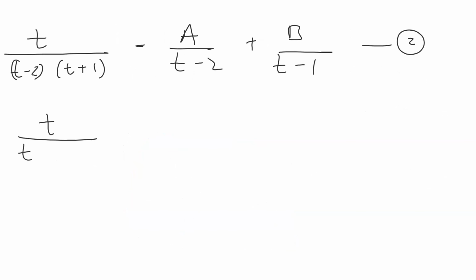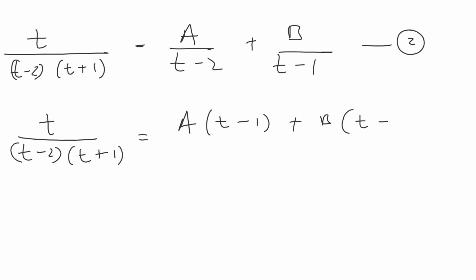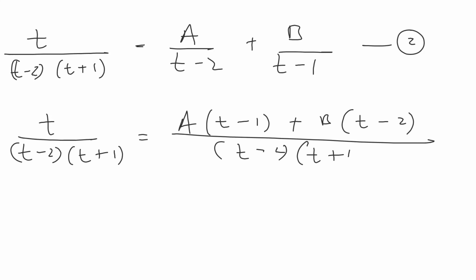Take LCM on the right hand side, t minus 2 into t plus 1. A into t plus 1, B into t minus 2, upon t minus 2 into t plus 1. The denominators on both the sides will get cancelled and you will get equation number 3. So it's t plus 1, not minus 1, with A. Oh, sorry. Yes, so you can just correct wherever I'm making any copying mistake.